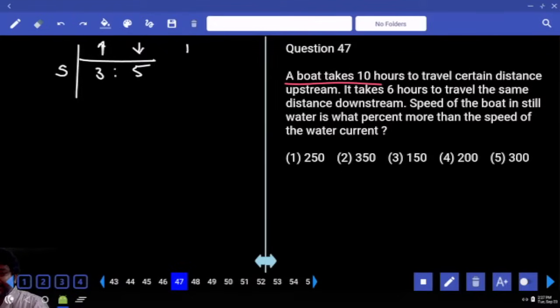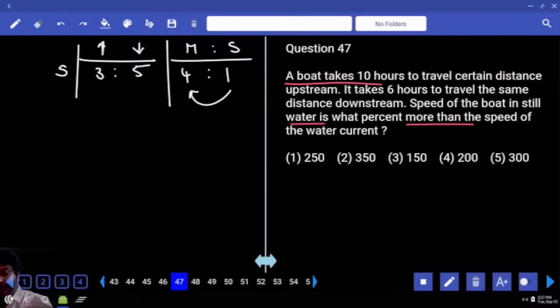When you have upstream and downstream, how do you get man speed and stream speed ratio? Sum and difference only. Sum by 2, difference by 2. Man speed to stream speed ratio should be 4:1. Now the question is, man speed in still water is what percentage more than the stream? 4 is how much more than 1? 3. 3 upon 1 into 100, 300%. Are you following?